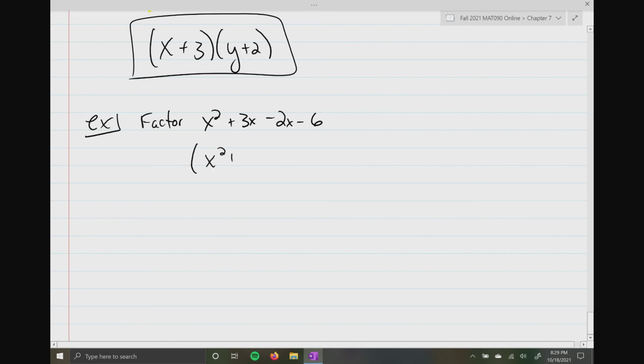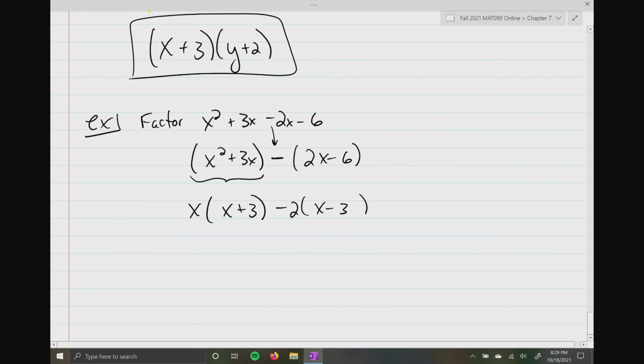So I grouped the first set of terms. I grouped the second set of terms. I copied on that middle sign. Now, mini GCF. For the first set of parentheses, it's going to be an X. I'm left over with X plus 3. And the second set of parentheses, it's going to be a 2 again. And I get X minus 3. Now, that built-in self-check should kick in right now. And notice, these are different. And there's the mistake that I made.